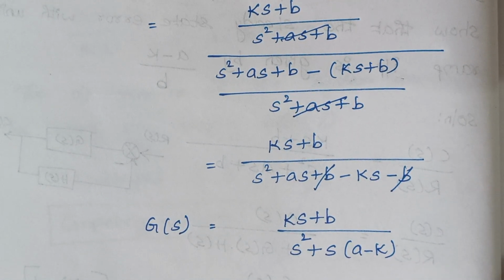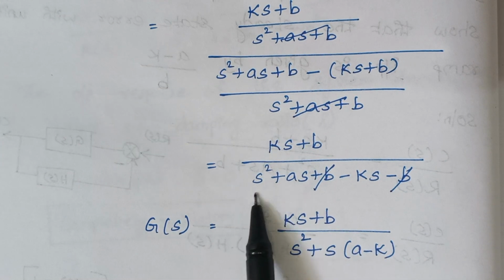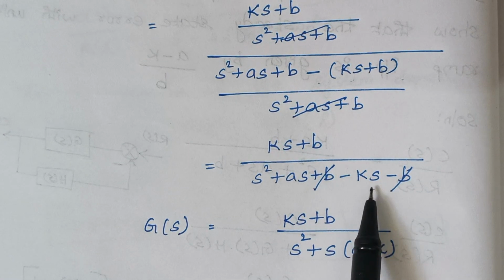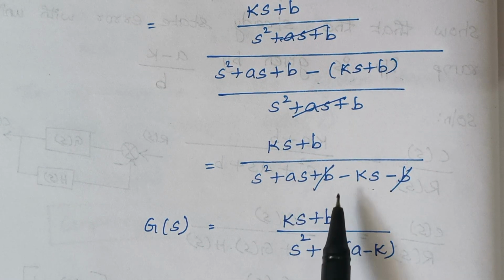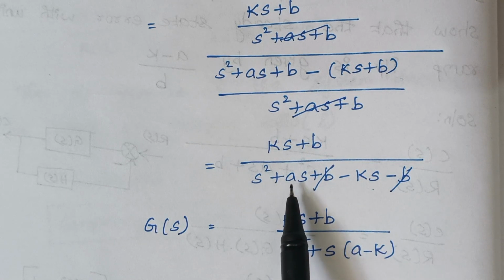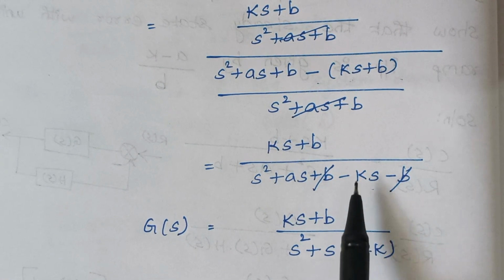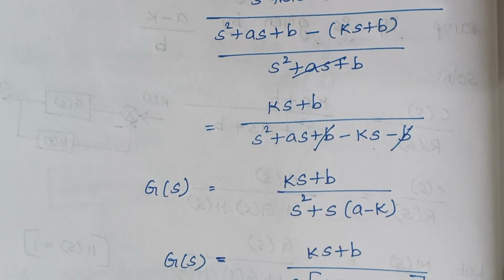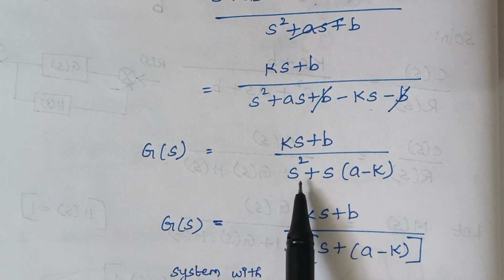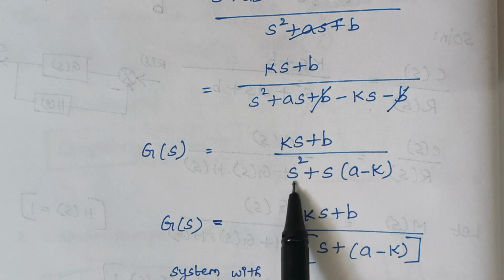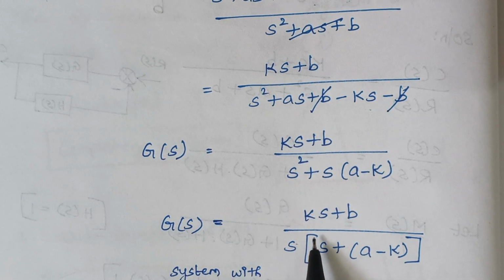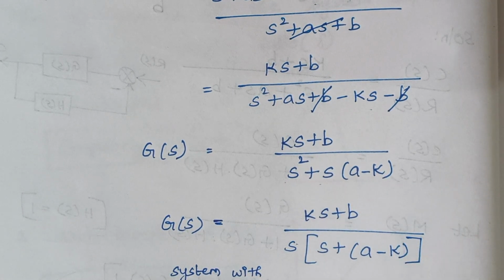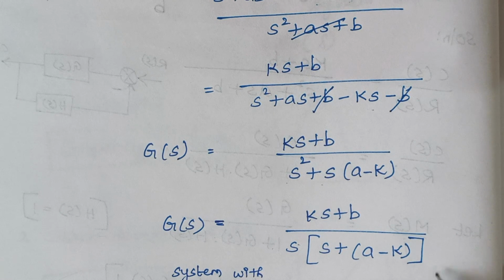And finally the remaining term is ks plus b divided by s square plus, you see here I am having s term, and again here also I am having s term. So I am taking this s commonly outside. So when I take this s outside, the remaining term is a, and here the remaining term is minus k. So here I am writing it as a minus k, right? And finally the next thing is here you see there is an s square and there is an s term. So I am taking this s commonly outside. When you take s outside, automatically the remaining terms will be s plus a minus k, right? So this is our value of g of s.